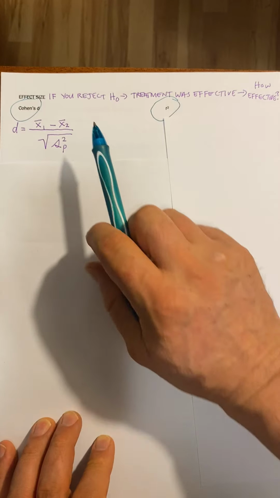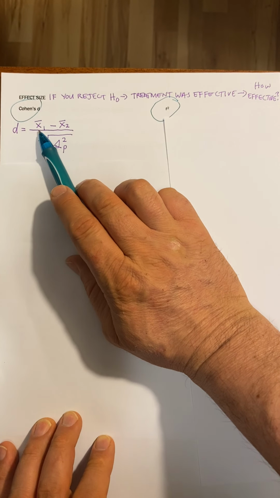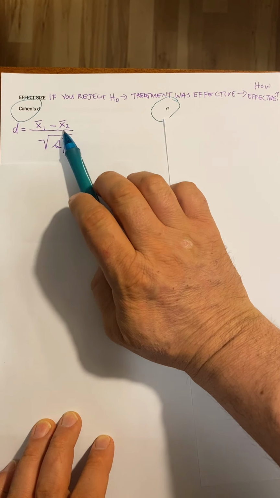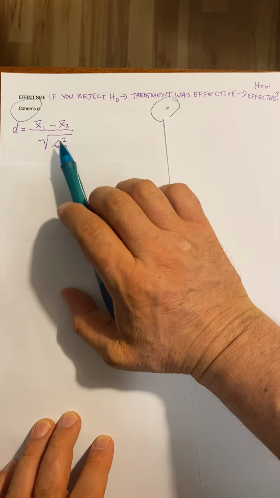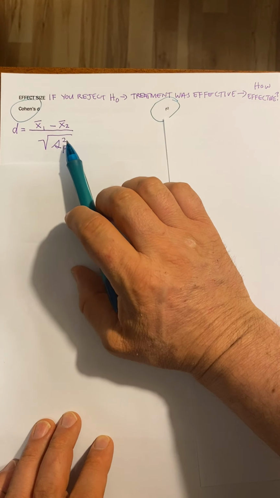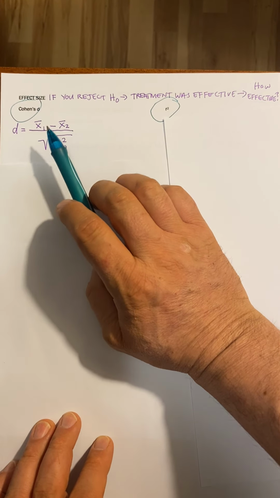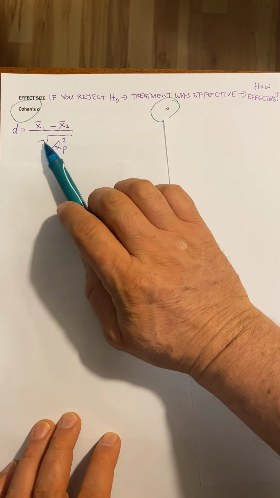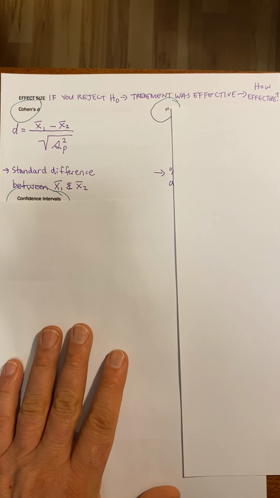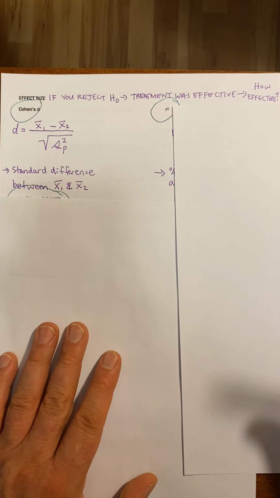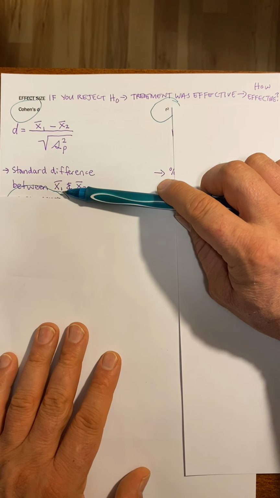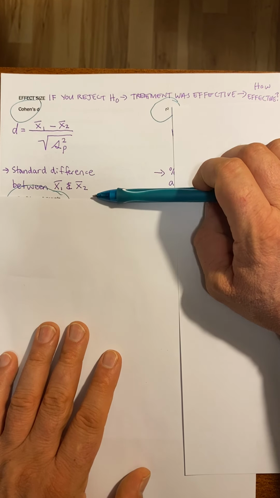All it is, is the sample mean of group 1 minus the sample mean of group 2, over the square root of the pooled variance. All of these values will always be given to you, or you'll calculate them, so you'll have them by the time you get to this point where you need to calculate this effect size. Remember, what is Cohen's d? It is the standardized difference between your sample 1 mean and your sample 2 mean.